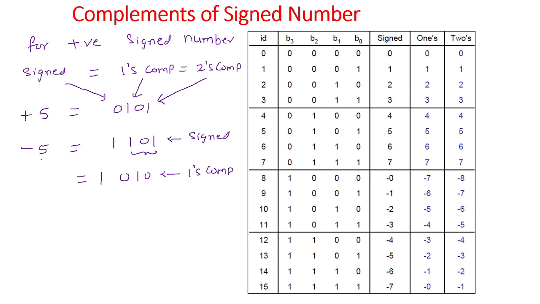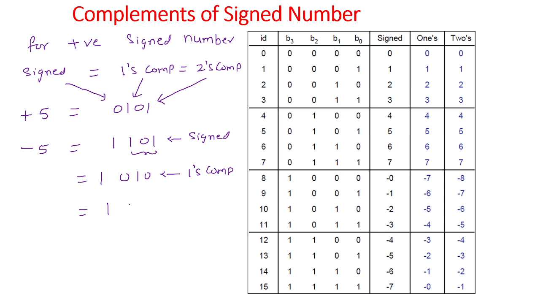To write the number minus 5 in two's complement form, we will take the two's complement of 1, 1, 0, 1. First of all, 1 is the sign bit, which will be the same in the one's complement as well as the signed magnitude.